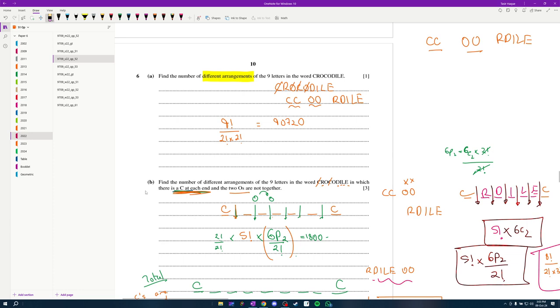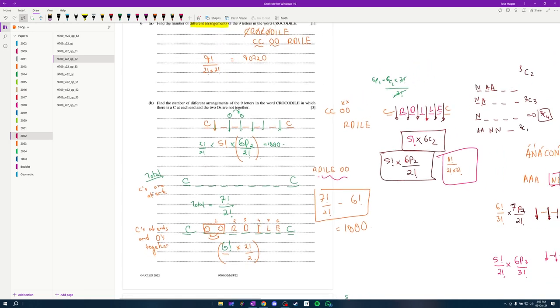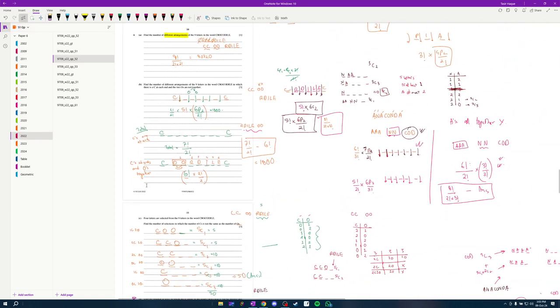Next. Find the number of different arrangements of the 9 letters in crocodile in which there is a C at each end and the 2 O's are not together. Important. Whenever I tell you that the 2 O's are not together, since there are 2 letters, it actually has the same meaning as the O's are not next to each other. Same meaning. So, whenever you get that, you ignore that letter completely. Do you get what I mean? You ignore that letter completely.